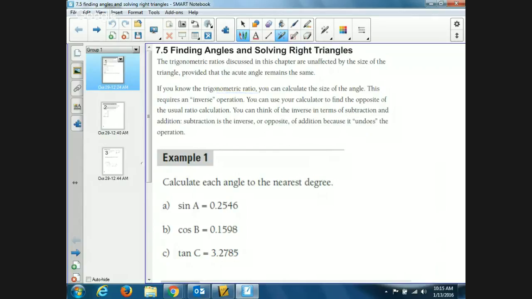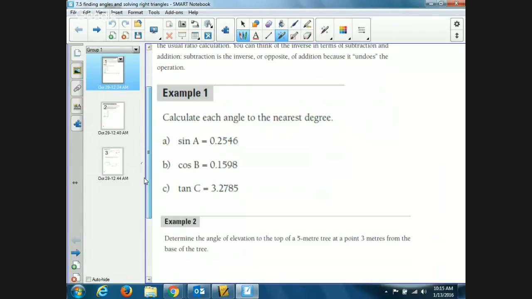This requires an inverse operation. You can use your calculator to find the opposite of the usual ratio calculation. You could think of the inverse in terms of addition. They undo each other. That's what we mean. They're opposites of each other. It undoes the operation. Now, this is just to learn how to use your calculator.